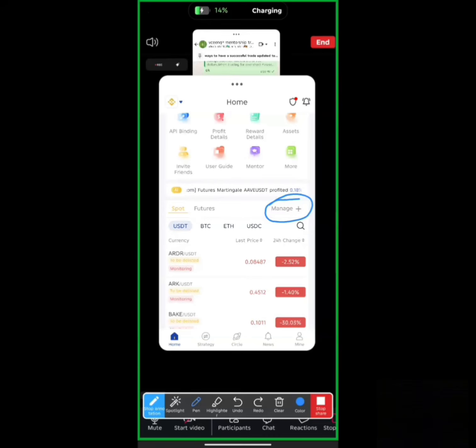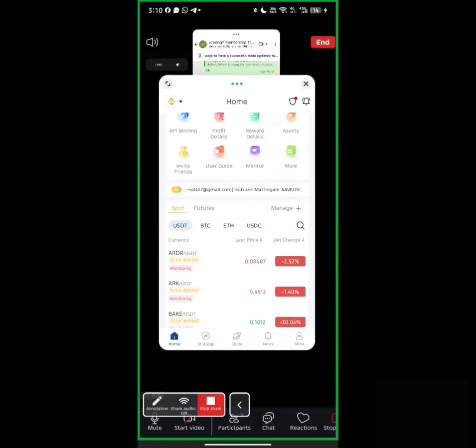Now, you want to click on this manage. What are you doing on this manage? Okay, on this manage, you click on it this way.